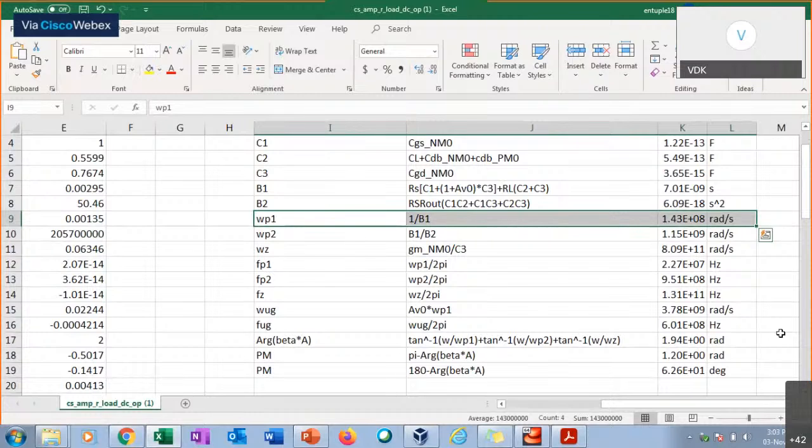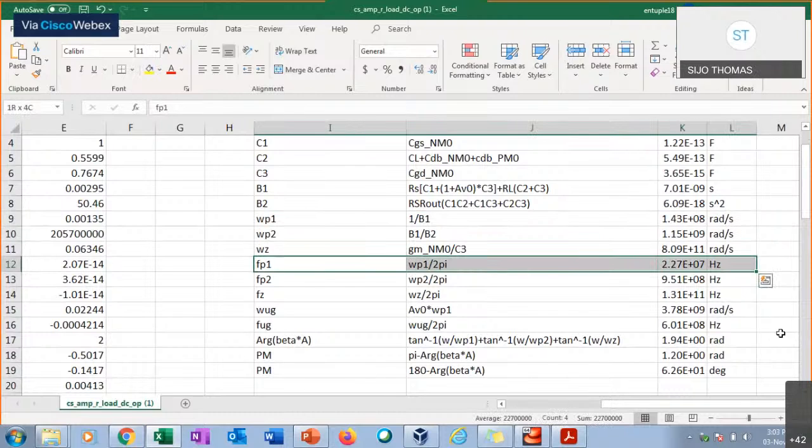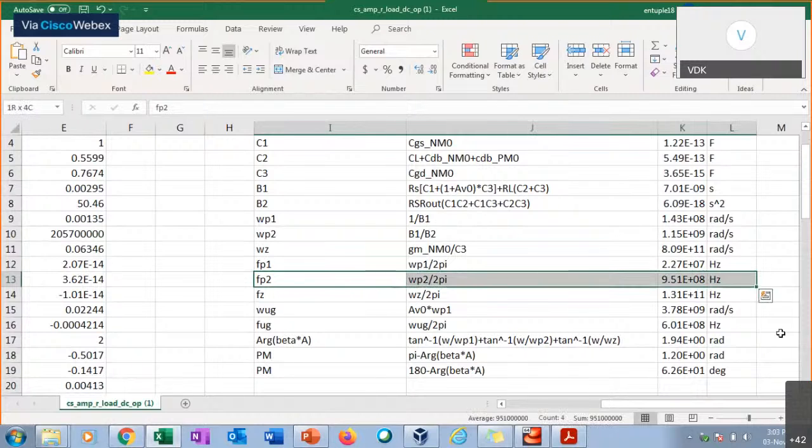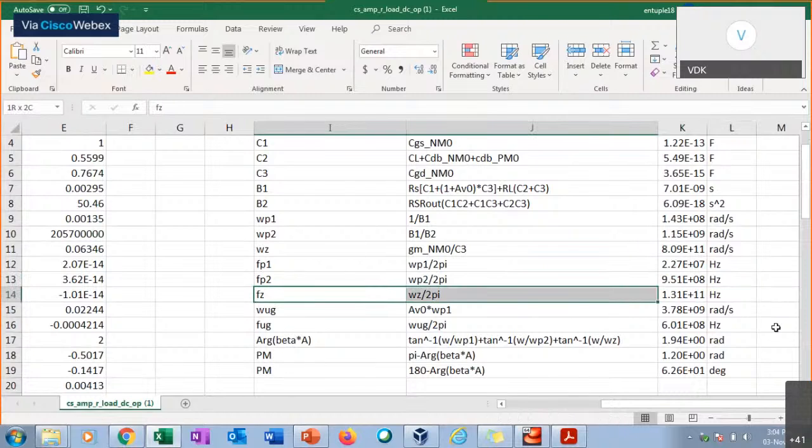FP1. Yes. That's about 22 megahertz. Similarly, FP2 is computed, as we have the expression for omega P2 as B1 by B2. And from there, I get the non-dominant pole, which is 0.9 gigahertz. We can also compute the frequency at which the RHP 0 appears, and that is at a much higher frequency, 131 gigahertz.